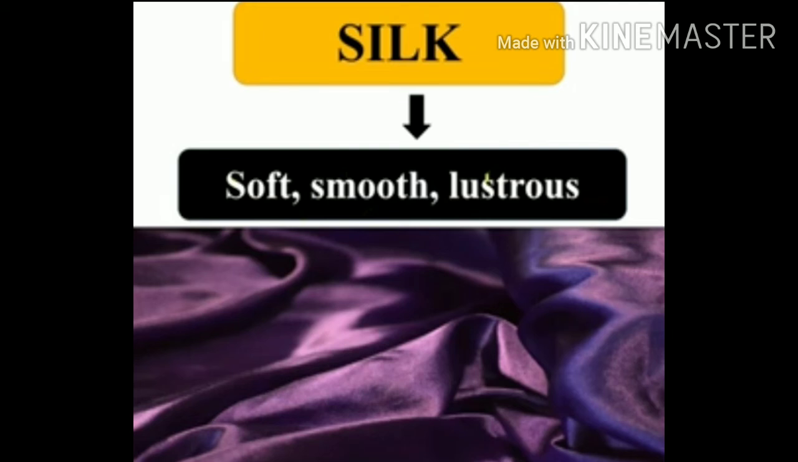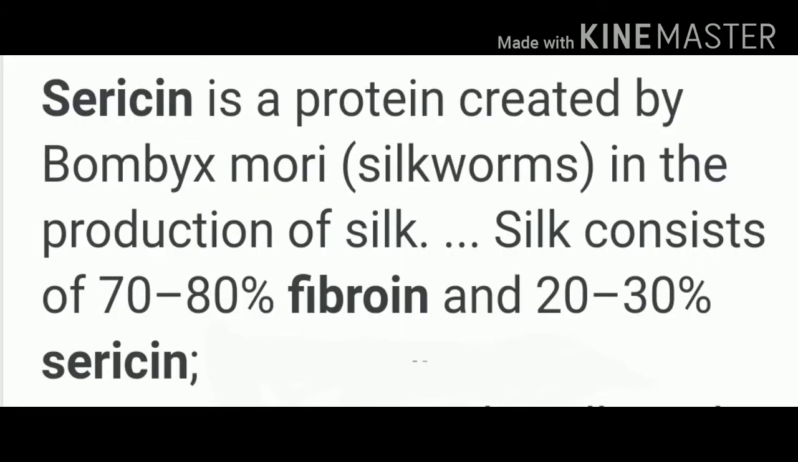Let us study silk, a natural fiber from animals. Silk is a very fine natural fiber. Silk fiber is made from two proteins, fibroin and sericin. Silk consists of 70 to 80% of fibroin and 20 to 30% of sericin.